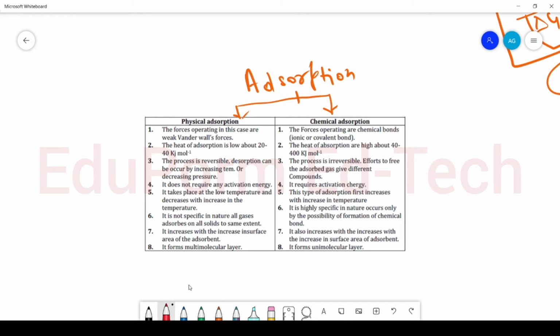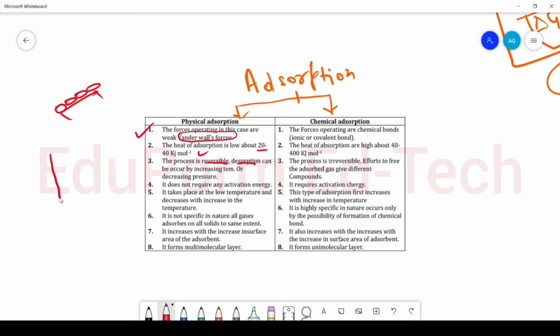In case of physical adsorption, the forces operating between the adsorbate and the adsorbent are physical in nature and are usually weak van der Waals forces. The heat of adsorption is also low, between 20 to 40 kilojoule per mole. This process is reversible, that means desorption occurs easily, and it is usually inversely proportional to temperature.